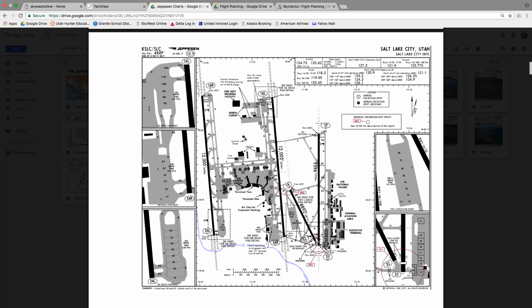Let's see if I can do this. 16, left or right, okay? And we've got 34, right. We've got reciprocal, right? Okay, so we always want to land with a headwind. So what runway direction favors 16?